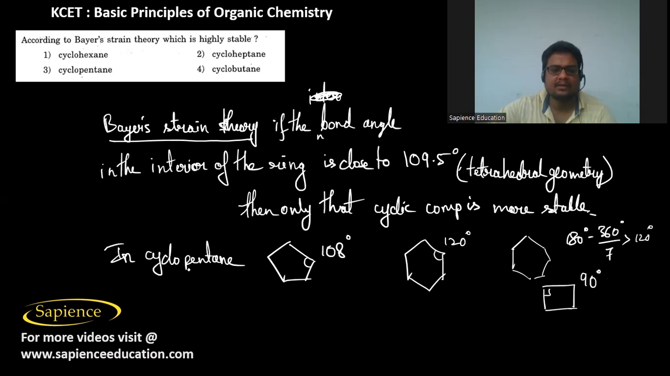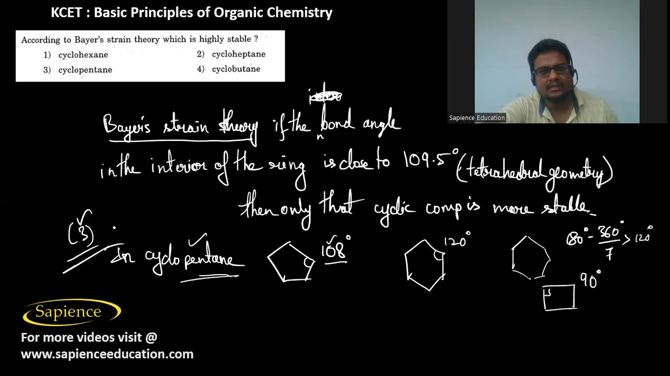So it means that in cyclopentane only, the internal bond angle is close to 109.5 degrees. So cyclopentane is the most stable according to the Bayer strain theory. So option 3 is the correct answer.